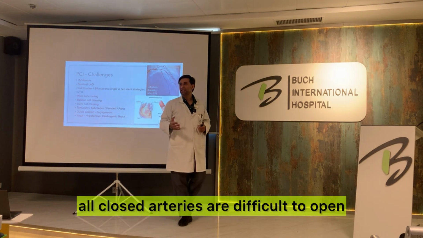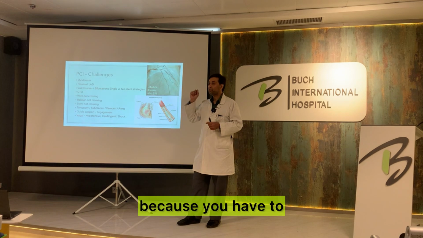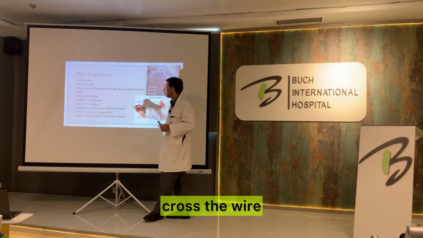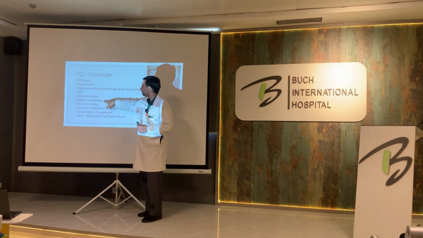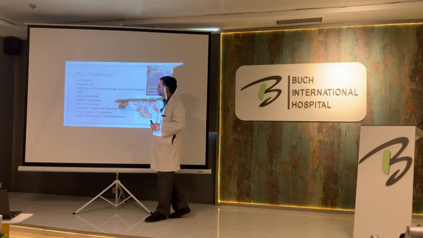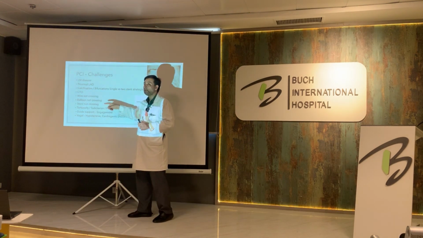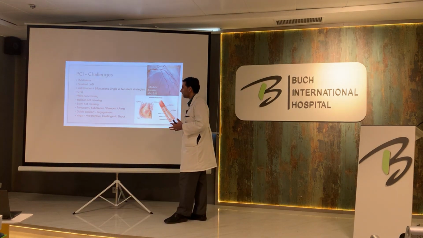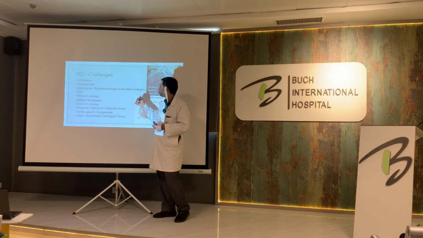Chronic CTO, chronic total occlusion, old closed arteries, are difficult to open because you have to cross the wire, and your wire might not cross. You might not be able to cross even the balloon or stent. So that increases the complexity and lowers the success of your procedure.